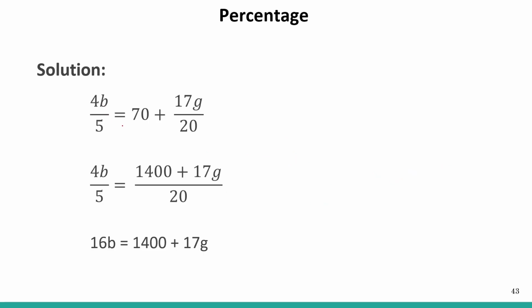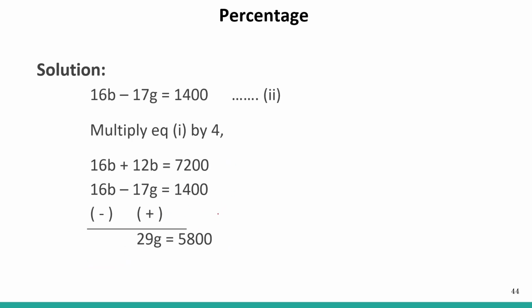Now 4b by 5 is equal to 70 plus 17g by 20. So this will be equal to 16b equals 1400 plus 17g, with this in between step. So their difference, 16b minus 17g, is equal to 1400.